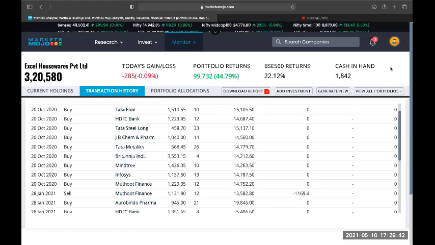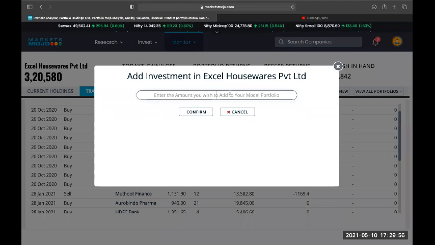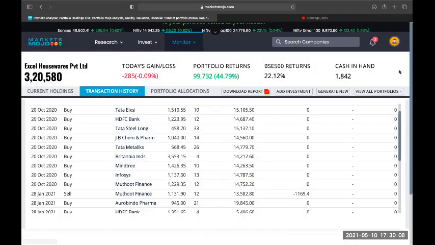Why? Because I want this money to grow, and as it is growing, I'll probably keep adding a little bit of money every month. Maybe I'll add 10,000, 20,000. There is a possibility to add investment over here. You click add investment, and you can enter any amount, maybe 10,000, 20,000, 50,000, whatever is your capability every month, and keep adding it. That's how your portfolio and your money will grow over a period of time.